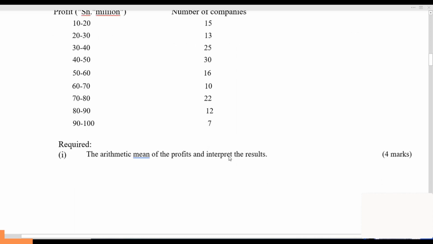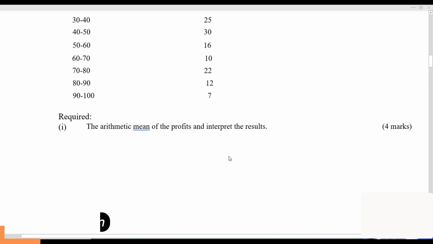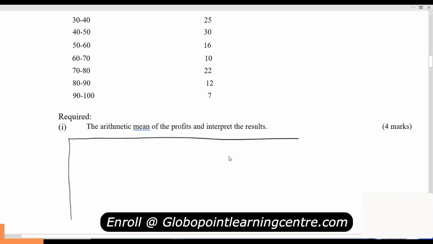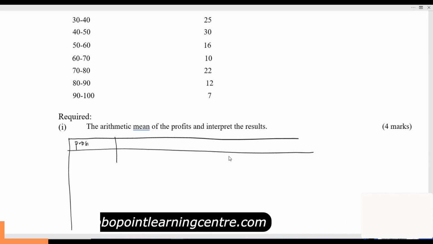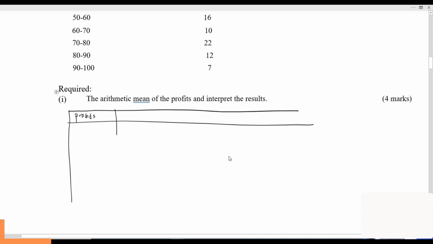Now, we need to get a table for us to be able to find the mean. Here, we shall have the profit. I will create a table here. We have the first column, I'm going to have profits, and then I list down the values given.